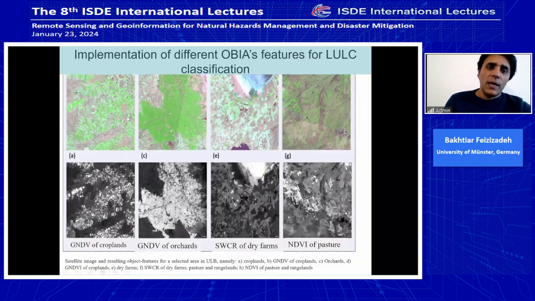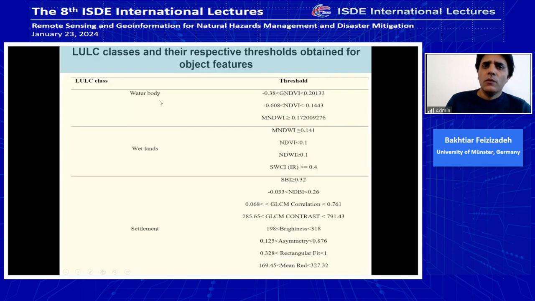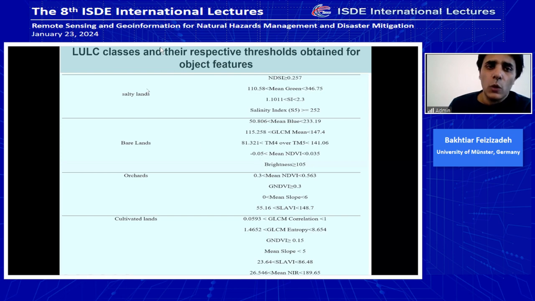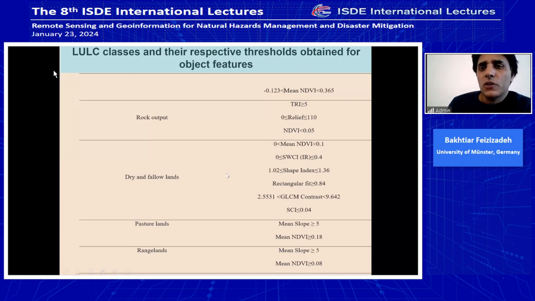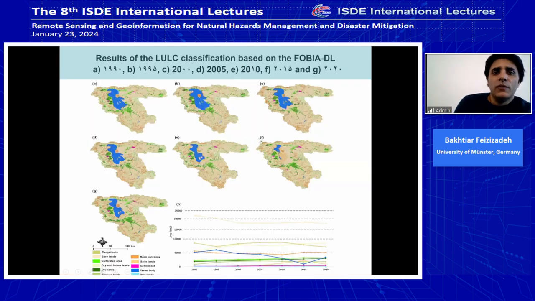And again, you can see here the application of some images and the respective object-based features that we have considered. For example, for water body, wetland, and settlement area, some specific features taken from the spectral, spatial, and geometric context of OBIA with specific thresholds allowed us to develop specific, semi-automated rule sets for different classes and apply them for time series land use land cover mapping. So when we carried out this with spectral and spatial features, we could develop land use land cover maps. For example, you could see here a land use land cover for 1990, 1995, 2000, 2005, 2010, 2015, and 2020.